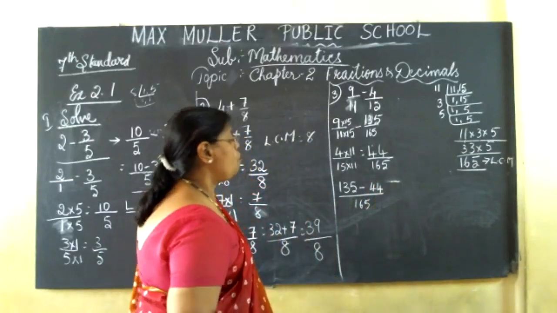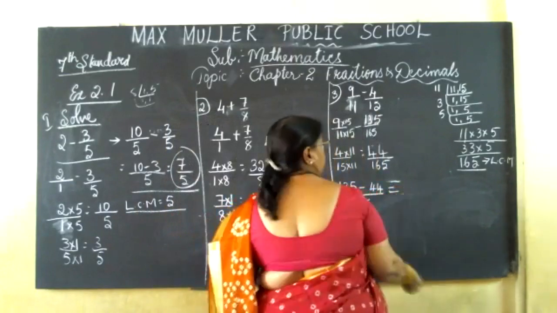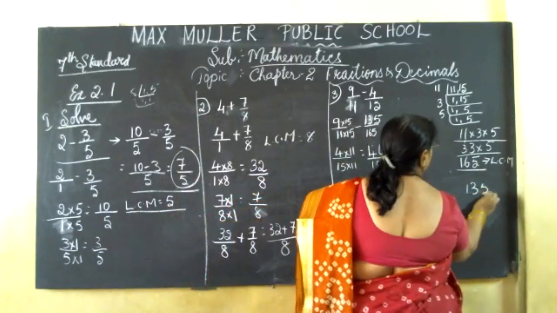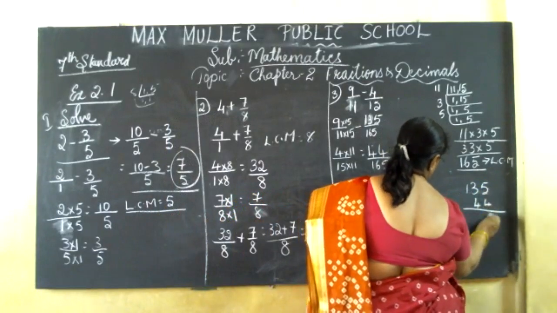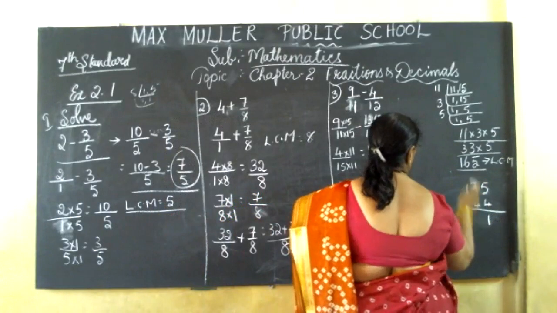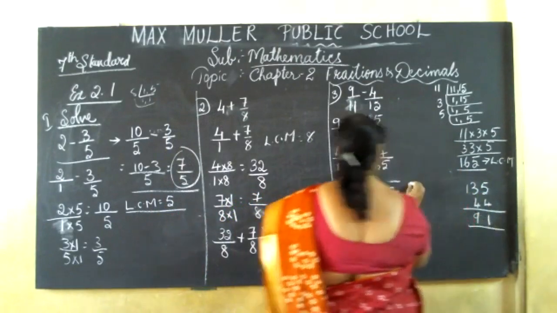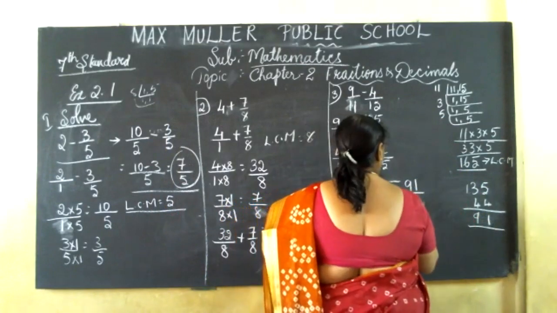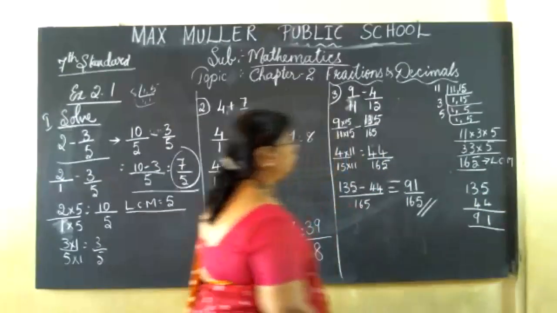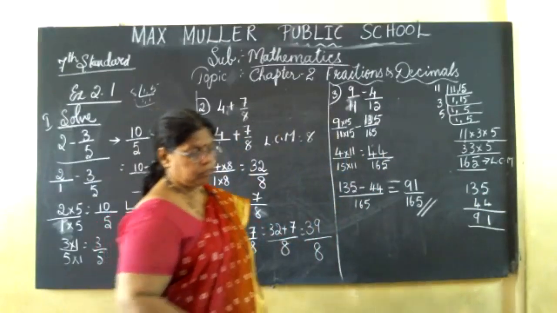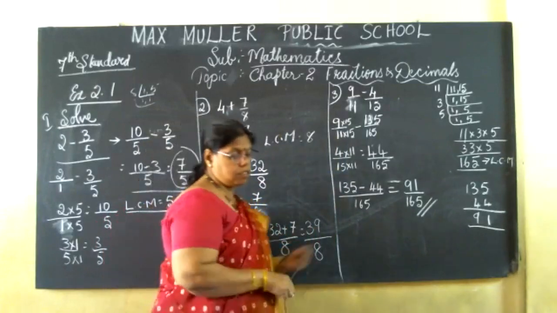135 minus 44 is 5 minus 4 is 1. 13 minus 4 is 9. So 91 by 165 is your answer. 91 by 165.